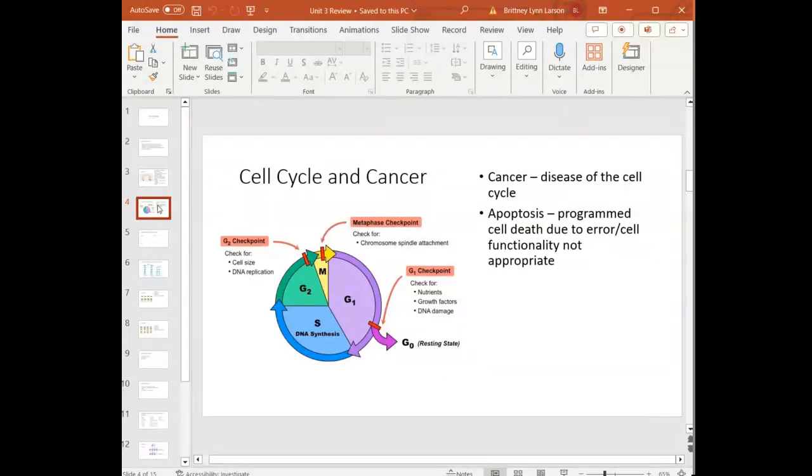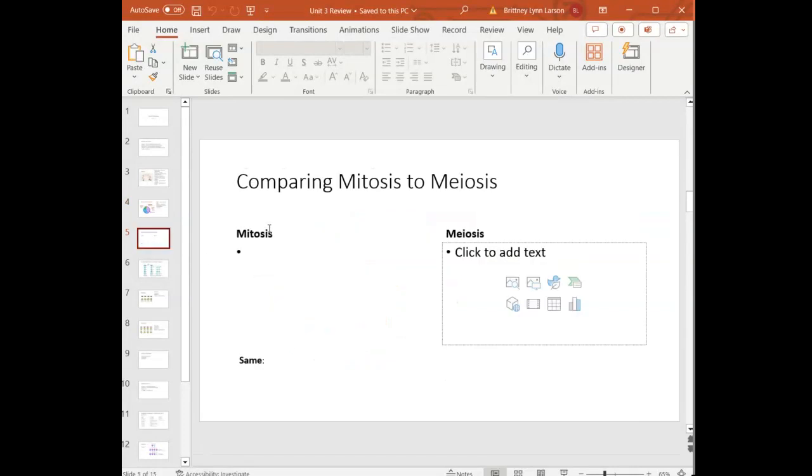So for instance, when your stomach cells replace themselves, it's very common for stomach cells to get damaged by the acid in your stomach. Those cells are consistently going through apoptosis. That's a very normal thing. Apoptosis is normal. Cancer is not normal when that cell is going through an abnormal cell cycle. And that's the majority of chapter 8, which brings us to a little bit of comparing mitosis and meiosis.